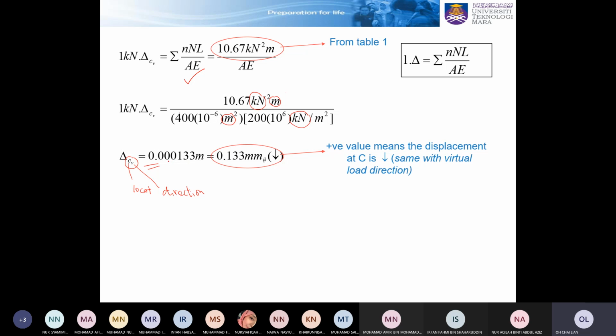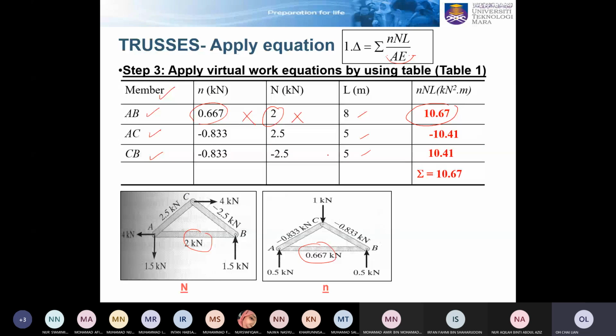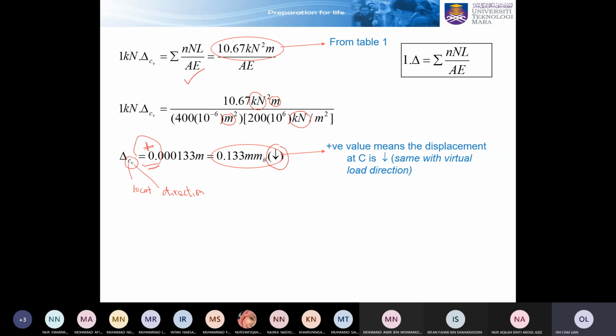Now you look at this, it is positive, and this is going down. This is what I meant just now. Because in your virtual work just now, you put the assumption that the 1 kilonewton is going down, meaning that if you get a positive value here, your assumption direction is correct. This joint is actually moving down after you apply the loads. But if you get a negative, it means the opposite way.